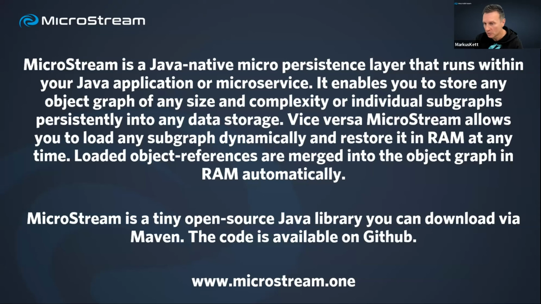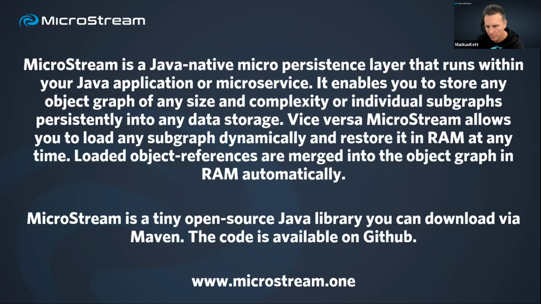It allows you to store real Java object graphs, which means we do not introduce our own database-specific data structure or format. We really use the Java object graph that is used by Java in memory. So we use the Java memory model. With MicroStream, you're able to store any kind of object graph, any size, any complexity.